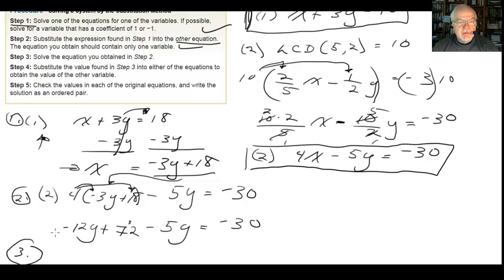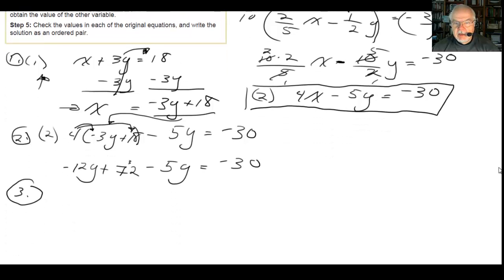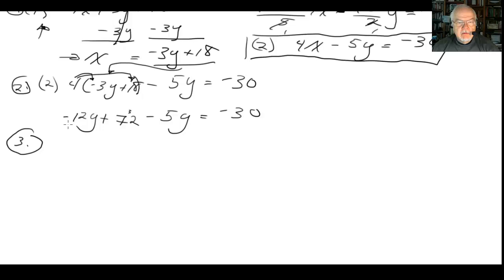What is step number 3? Step number 3, this guy. Solve the equation you obtained in step number 2. Okay, we can do that. We're going to combine like terms. That's minus 12y minus 5y. That's minus 17y plus 72 equals minus 30.